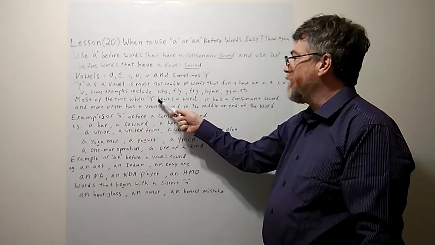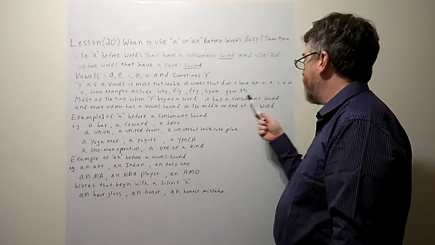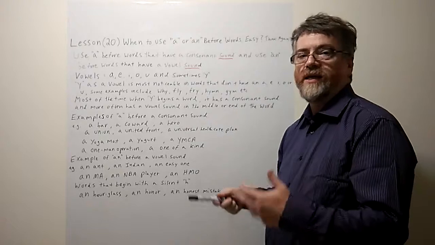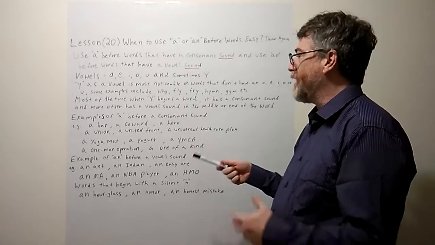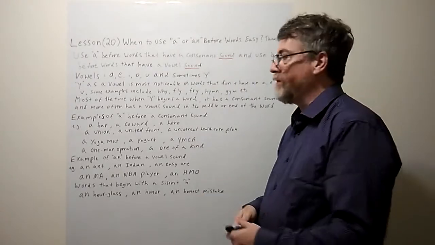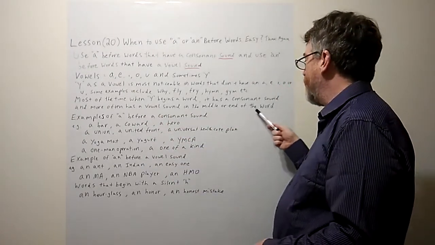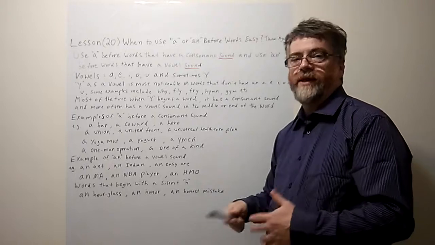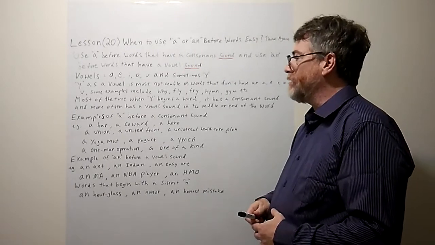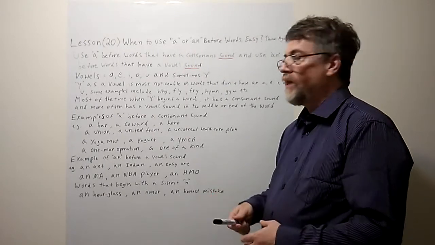Alright, and let's note this other part. Most of the time when Y begins a word, it has a consonant sound. Yeah, it has like a y sort of a sound. That's a consonant sound. That's not a vowel sound. And more often has a vowel sound in the middle or the end of the word. Okay, now that we got that out of the way, let's take a look at some of the examples.